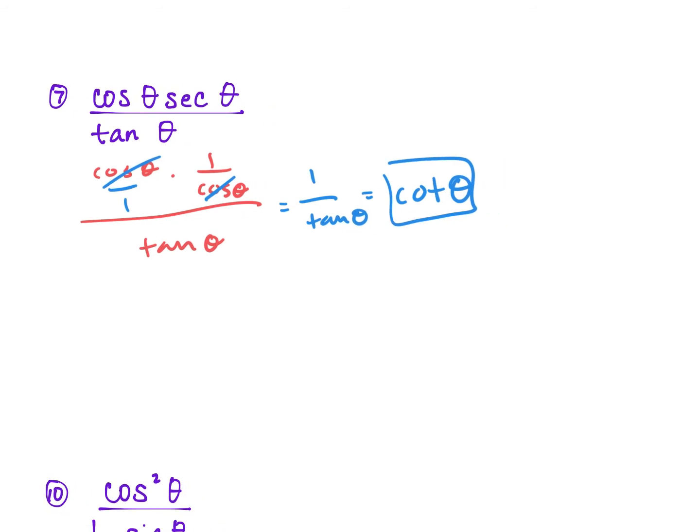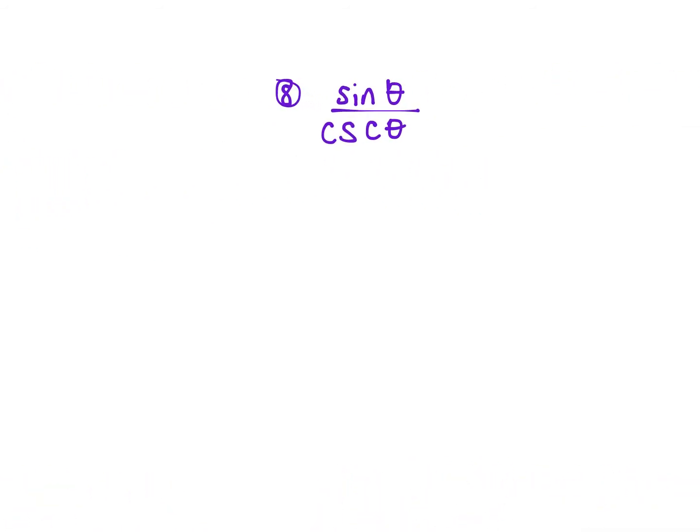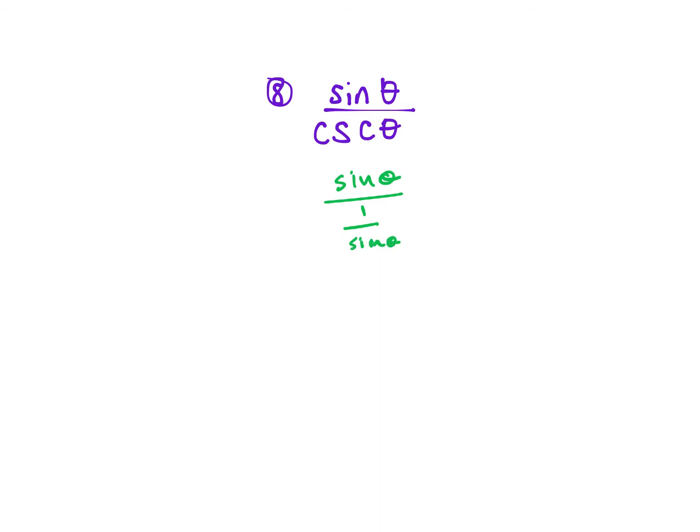Good with this one? All right, 8. What should I do? Cosecant to 1 over sine. I can change cosecant to 1 over sine. Keep, change, flip. So change to multiplication. Flip the bottom to sine over 1, oops. Multiply. So this would be sine squared.